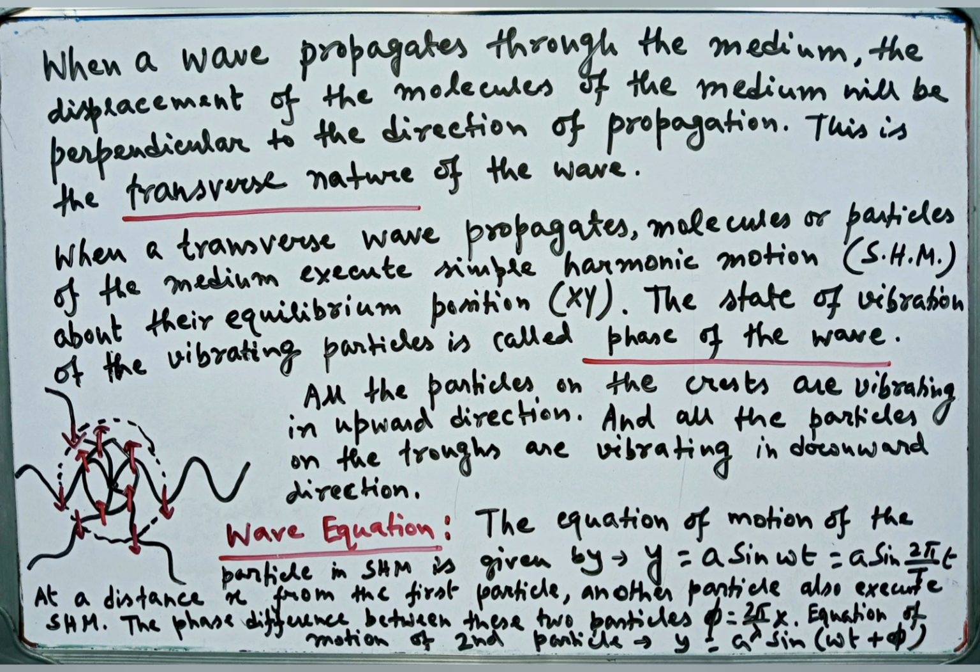Now at a distance x from the first particle, another particle also executes simple harmonic motion, so there will be a phase difference between them. The phase difference between those two particles, if we write phi, is basically 2 pi by lambda times x. So the equation of motion of the second particle we can write as y equals a sin (omega t plus phi). That is the extra phase that the second particle has with respect to the first particle. So generally the wave equation we can write as y equals a sin or cos (omega t plus phi).